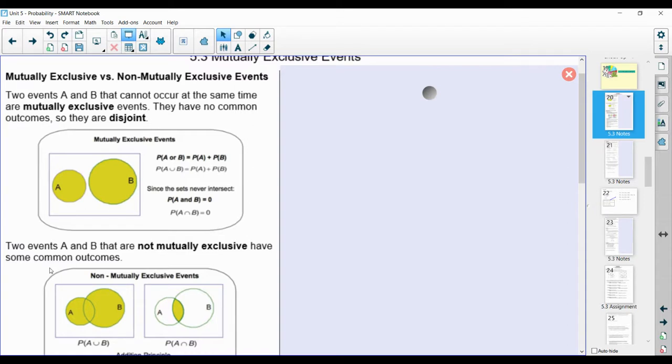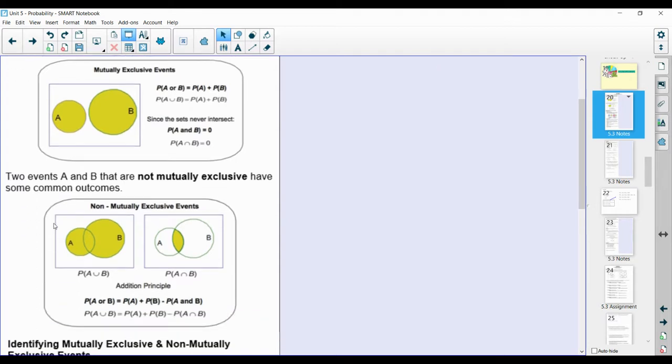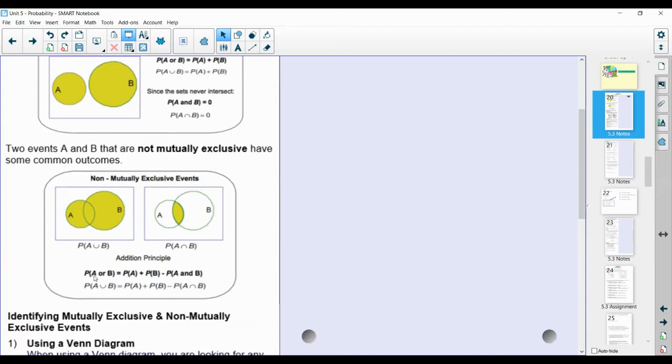Now, as we're working through this, it might be important to have your formula sheet out because the formulas that we use here are all on your formula sheets. Now, two events A and B that are not mutually exclusive have common outcomes. In other words, if I were to draw a Venn diagram, there would be an overlap. So the probability of A or B is the probability of A plus the probability of B minus the probability of A and B. In other words, the probability of A plus the probability of B minus the overlap.